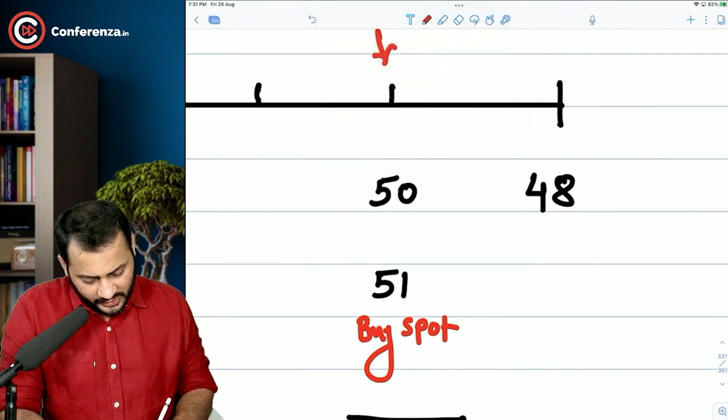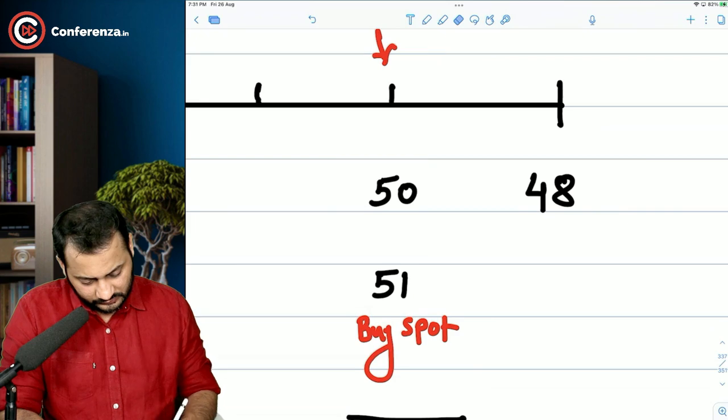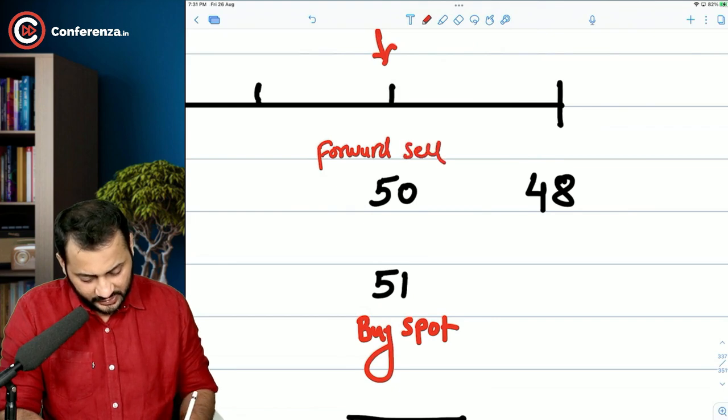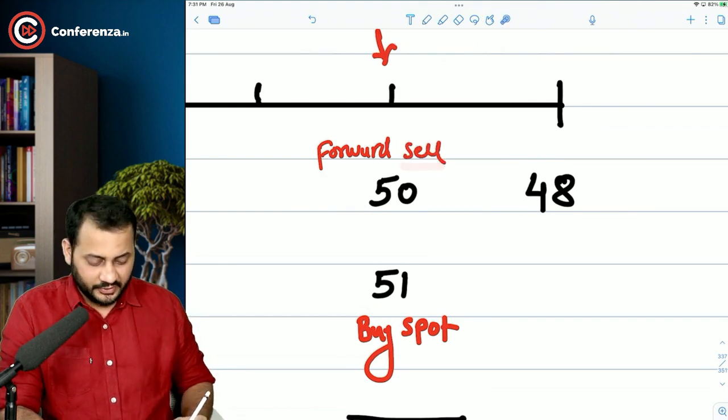Now I will just write it first. The original contract with the customer was a forward sell, which was completed with the spot buy. Okay.